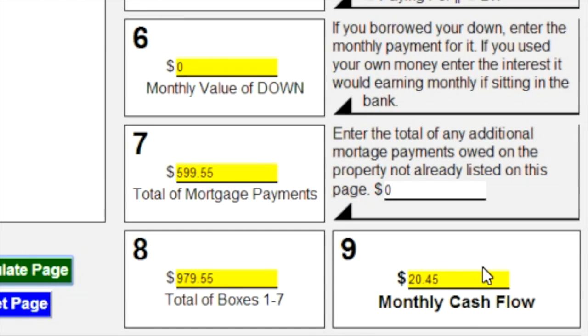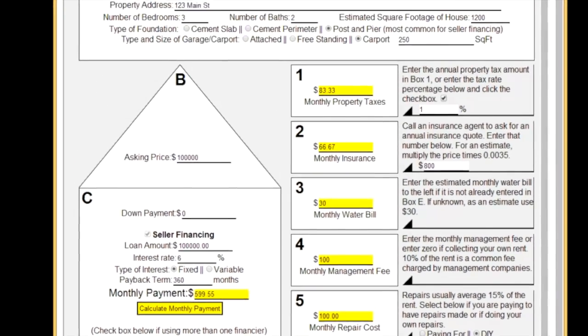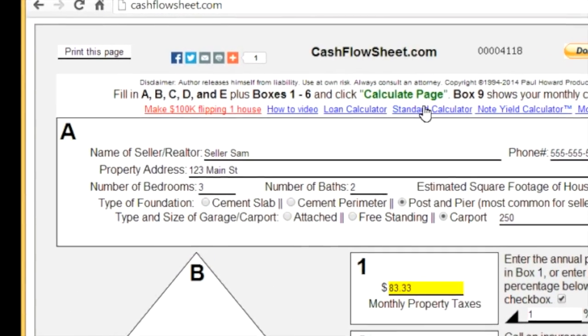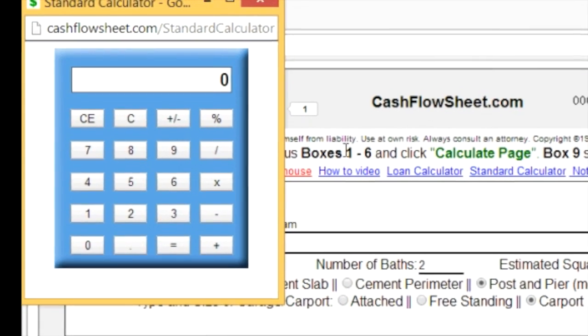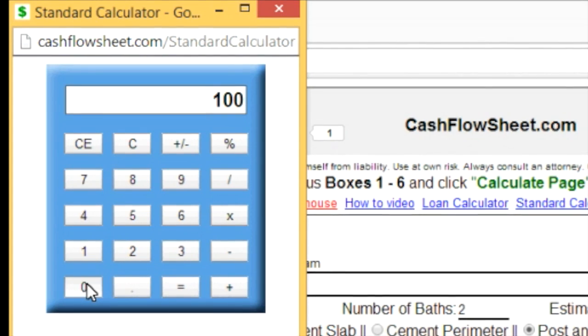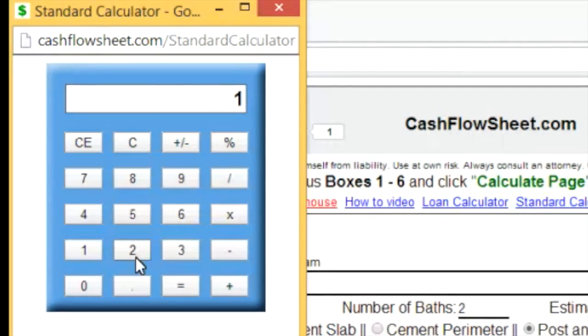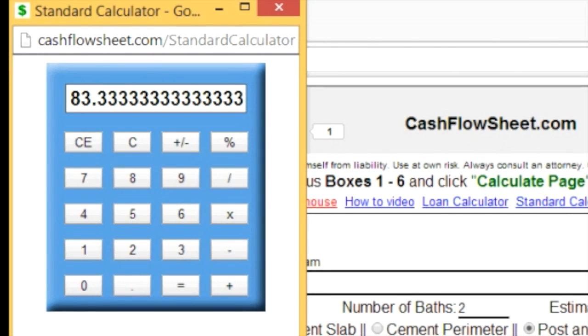Now, if I had wanted to do a different calculation with a standard calculator, there's one available up at the top. I could have taken the $1,000, which is the 1% of the sale price dollar amount, and divided that by 12, and I would have gotten the same $83.33 that the cash flow sheet came up with.